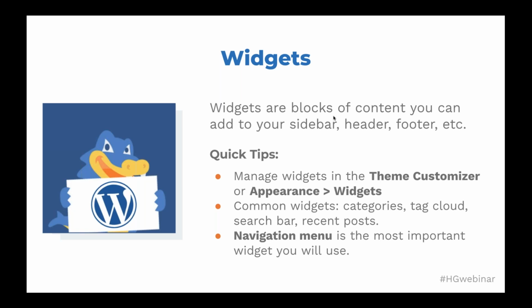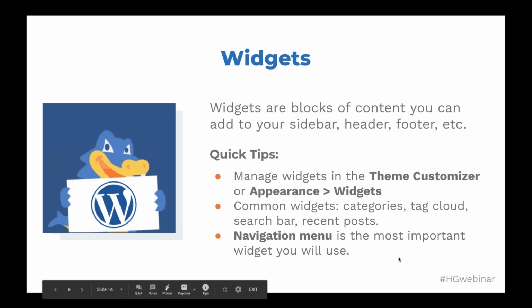So they are blocks of content that you can add to your sidebar, to your header, footers, and other spots throughout your design theme. Common widgets could include categories, navigation menu, calendar, search bar, etc. Some plugins may even come with a widget that you can display on your site. So for example, a plugin like WP Forms might allow you to add a sign-up field to your footer.